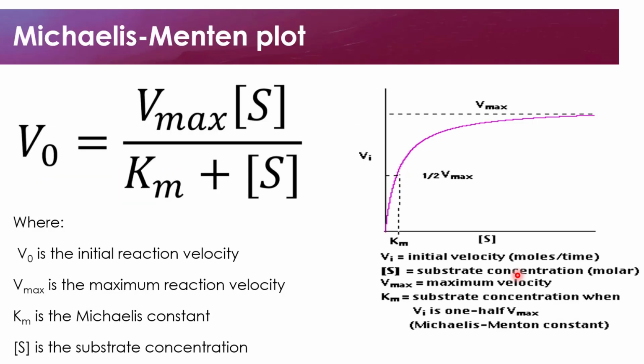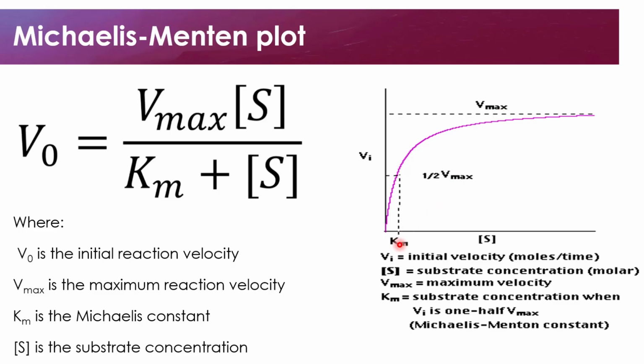So now let's look at the Michaelis-Menten equation from the plot. From the plot, our equation is given as V naught equals V maximum times the substrate concentration divided by Km plus the substrate concentration. Our V naught is the initial reaction velocity. Our V maximum, which is seen over here, is the maximum reaction velocity.